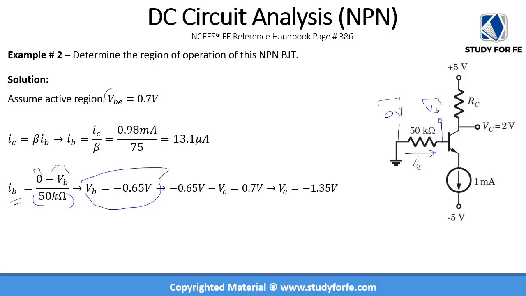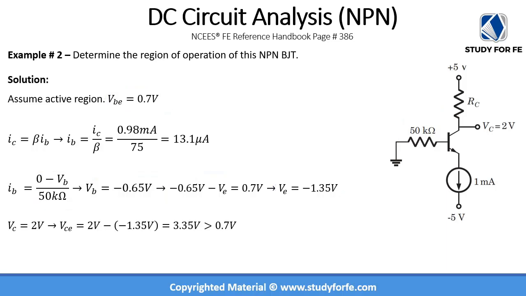We also know that VBE is equal to 0.7 volts, which basically means that VB minus VE is equal to 0.7 volts. You rearrange this equation, and you find that VE is equal to minus 1.35 volts. So in these steps, we are finding the unknown currents and unknown voltages. We already knew IE and IC, so we went ahead and found IB. Once we found IB, it helped us find VB, and finding VB helped us find VE. So you want to be able to find all of these critical voltages and currents.